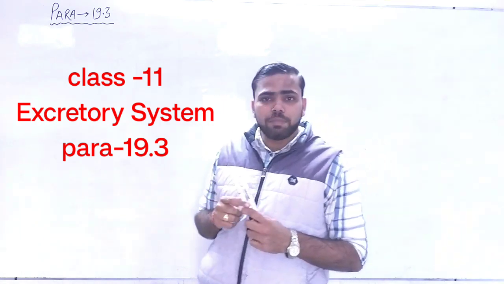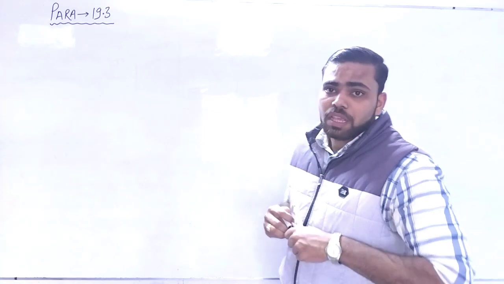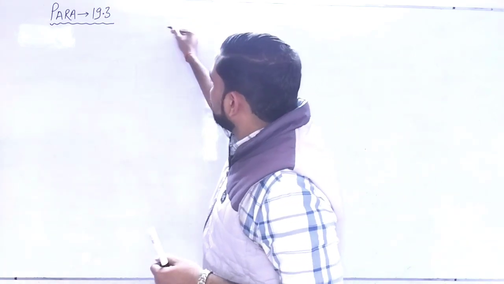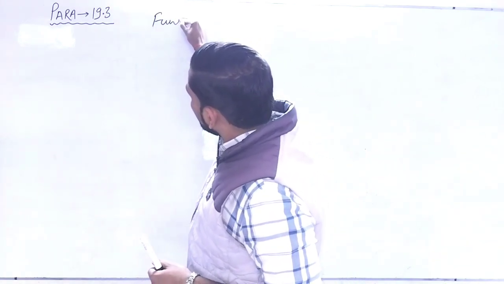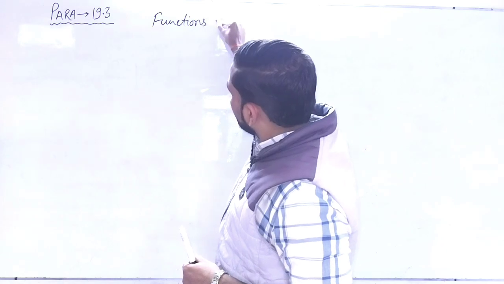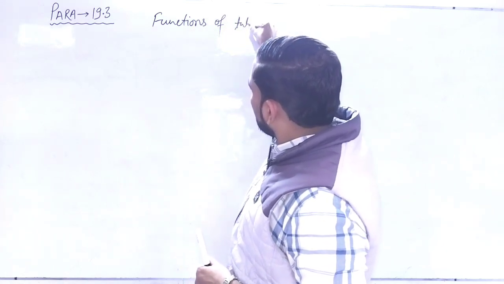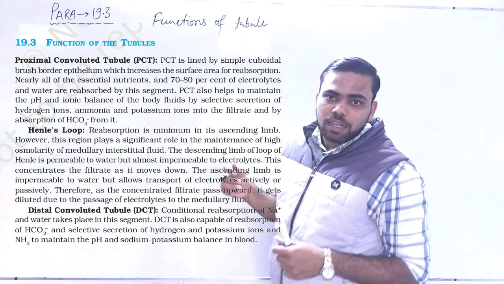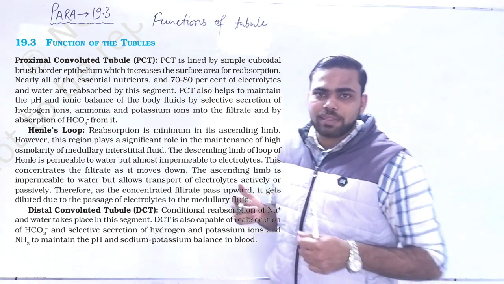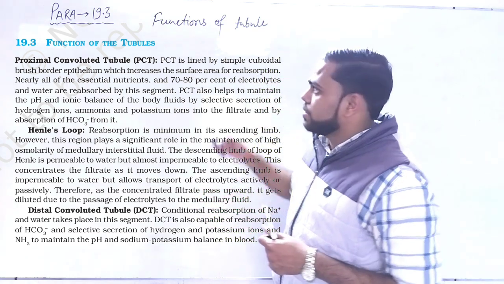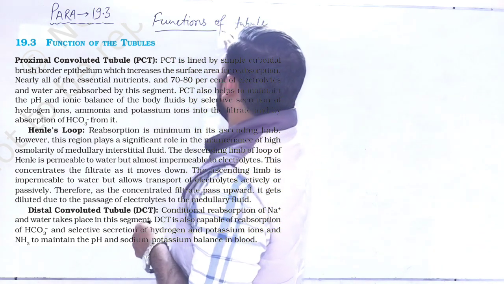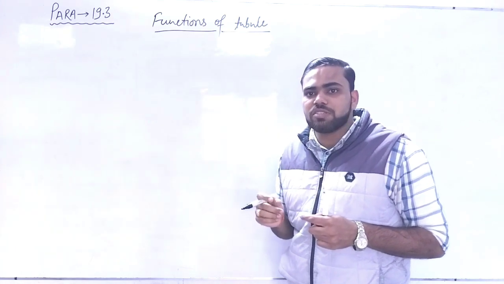Basically, in this para 19.3 of the excretory system, we are going to deal with the functions of tubules. Yes, I'm talking about the tubules: PCT, loop of Henle, which is called Henle's loop, DCT, and collecting duct. So the heading of paragraph 19.3 is the functions of tubule.